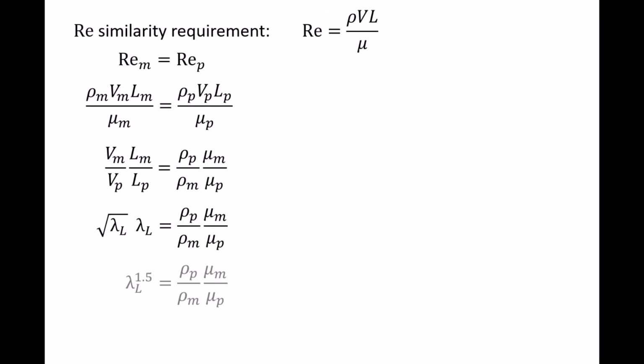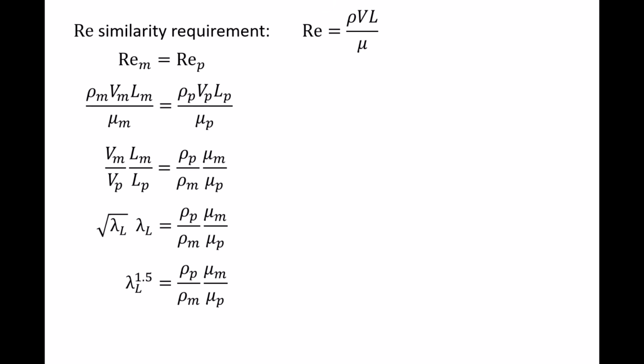This means the length scale to the 1.5 power equals the density of the fluid in the prototype over the density of the fluid in the model, times the absolute viscosity of the fluid in the model over the absolute viscosity of the fluid in the prototype. So now that we've established this last similarity requirement, let's think about whether we can actually attain this requirement.